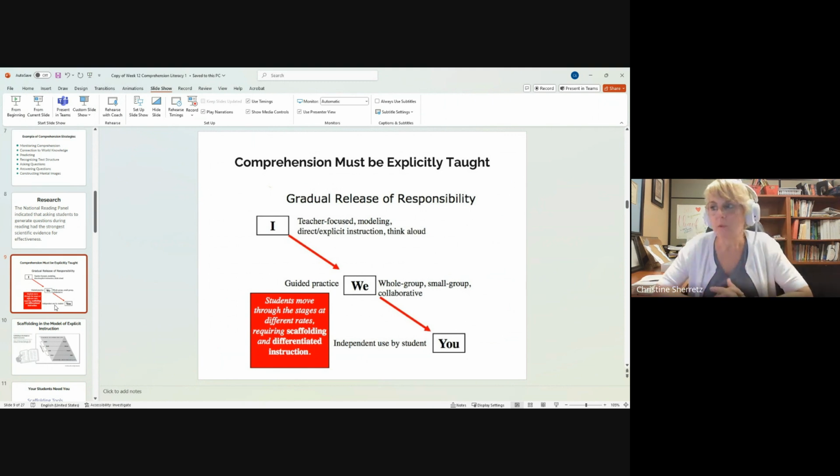When you are teaching comprehension, it has to be explicitly taught. So we have to think about this gradual release of responsibility, the I do, we do, you do model. Let's say that you're teaching main ideas and supporting details. The I do part is teacher focused, modeled with direct instruction and think alouds. Then you have guided practice with the whole group or small group. And then finally, the student is independently doing that. So students move through these stages requiring scaffolding and differentiation.